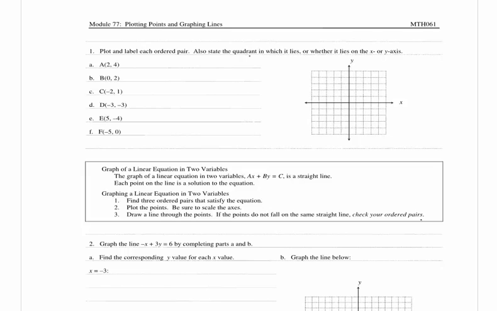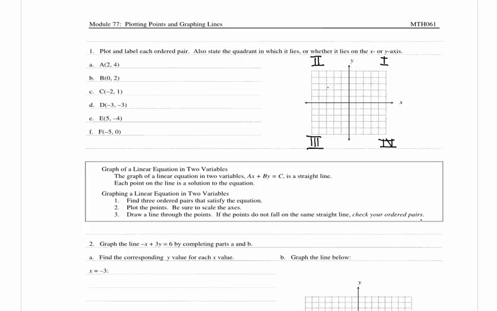So the first thing we should talk about is the different quadrants. We label the quadrants 1 through 4, and we start in the upper right corner. So this is quadrant 1, everything above the x-axis and right of the y-axis. And now we're going to go counterclockwise. So quadrant 2 is over here, quadrant 3, and quadrant 4.